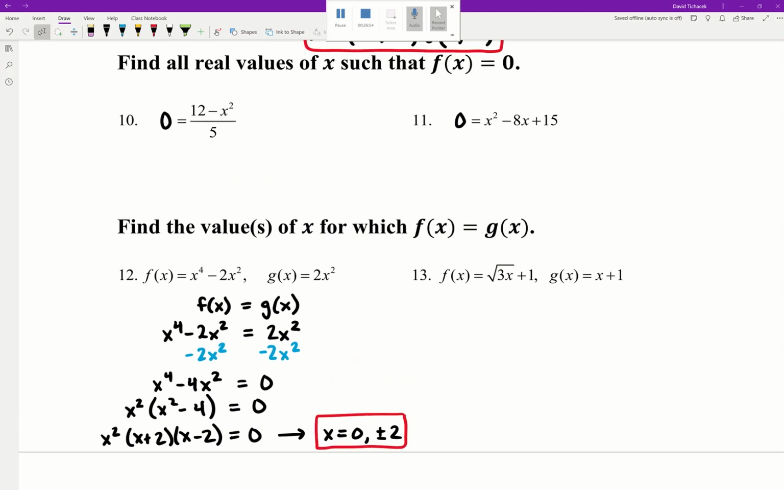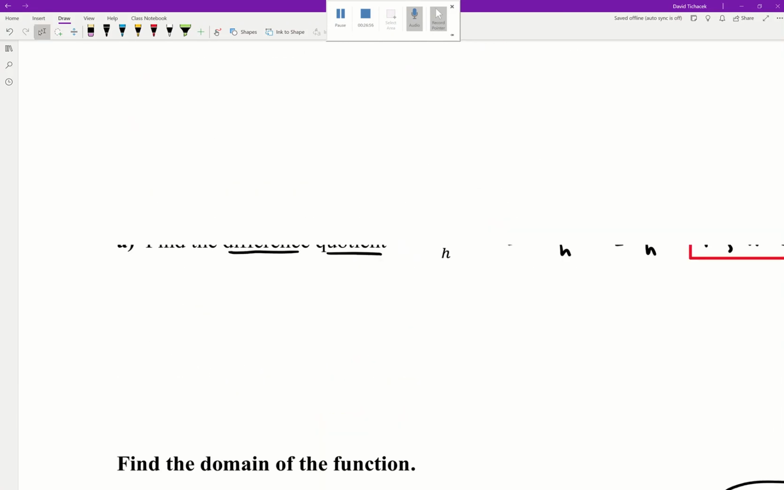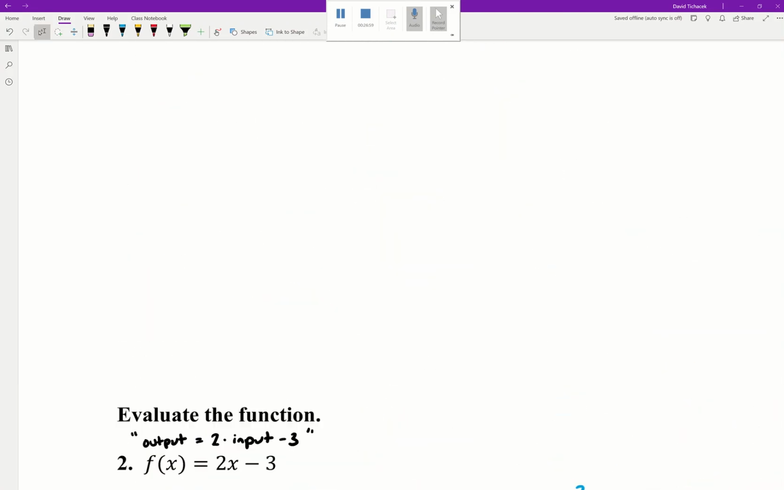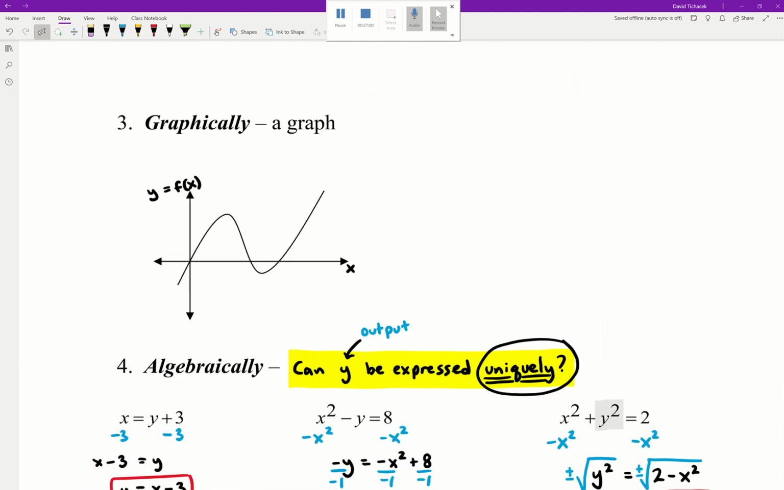But I hope this video has been of some help to you. Sorry for the longer one here, but again, just taking a look at all the different things we could be doing with functions. Again, this should all be a review of previous algebra courses.